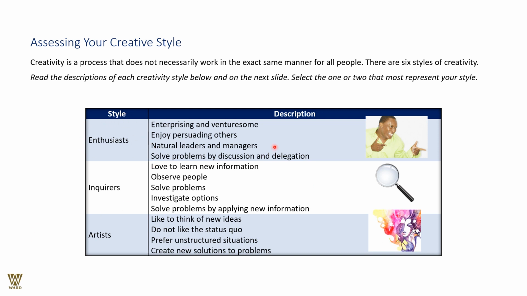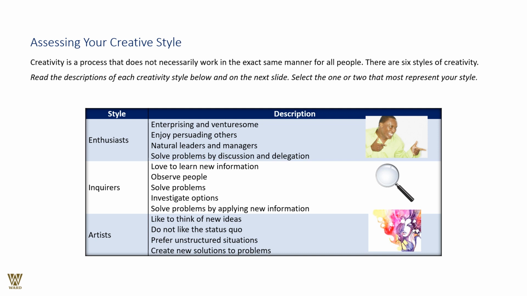An enthusiastic person would be enterprising, venturesome, enjoy persuading others, convincing others, communicating with others. They are natural leaders, natural managers. They try to take the problem head on and probably dissect it to the requirement. Then there are inquirers who love to learn any new information, any new tricks, observe people, solve problems. They investigate the options, and by applying new information, they try alternative fashions. They are inquirers. Let us speak about the artists.